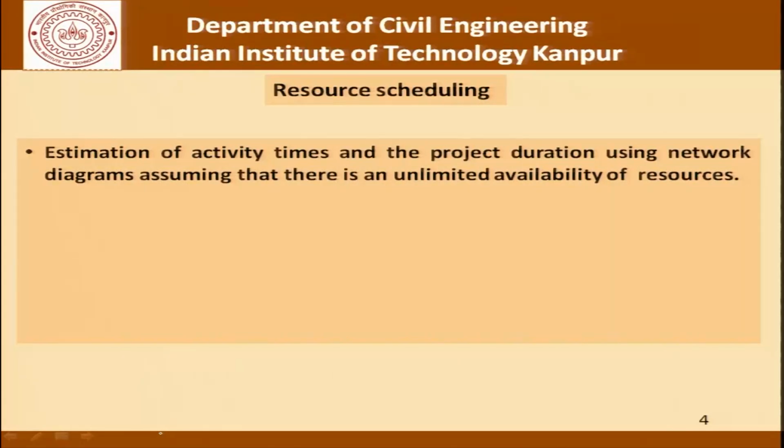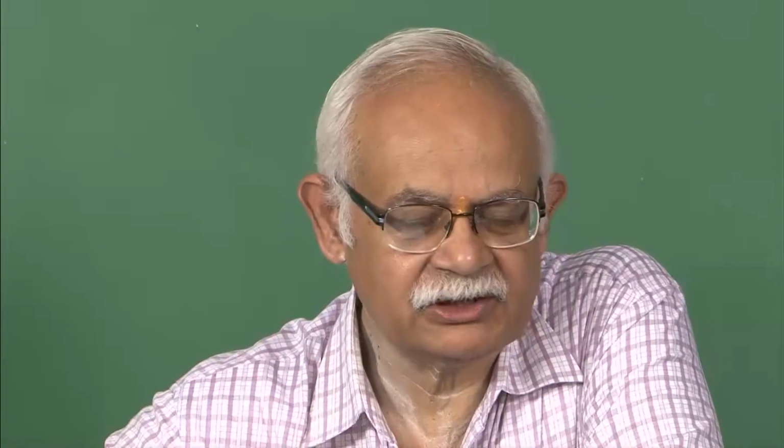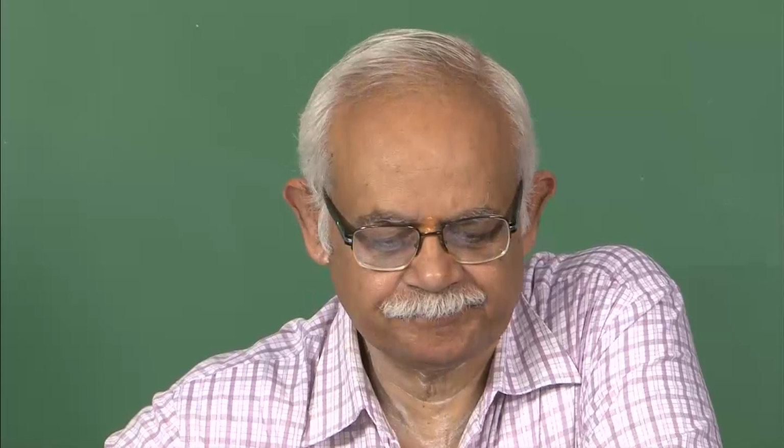Estimation of activity times and project durations using network diagrams, assuming that there is no cap or no constraint on the availability of resources. That is what we have been doing. If you will recall, there was an earlier example, we are probably going to do it again today, that we estimate the quantum of work, have a number for the productivity of the labor or equipment, and try to come up with the time that is required to complete that activity. So, we almost assume that there is no constraint on the availability of the resources as such.